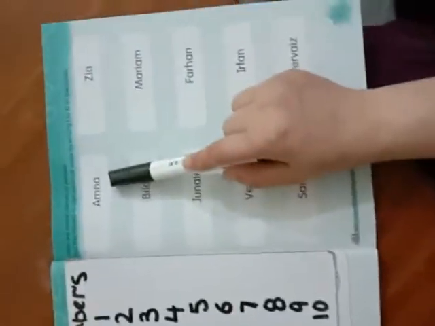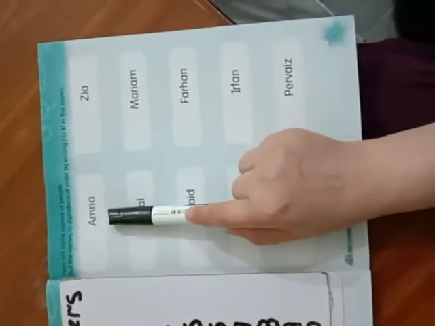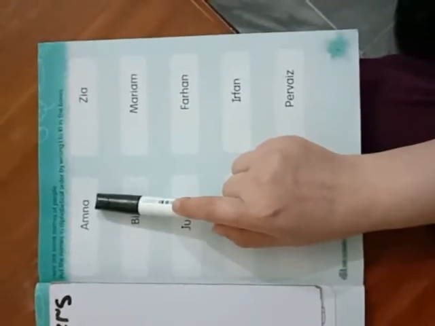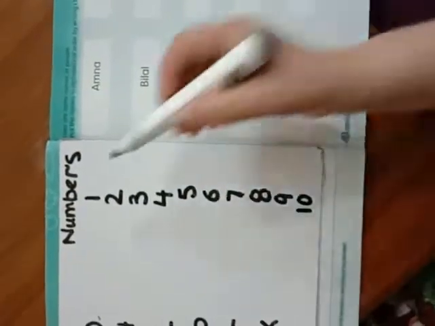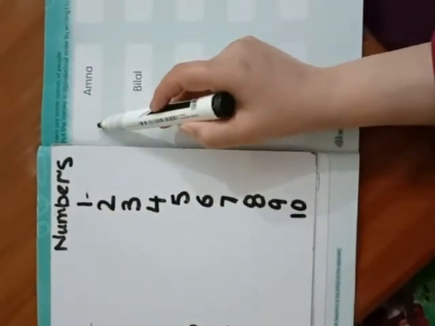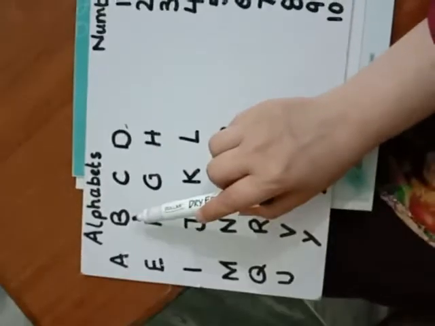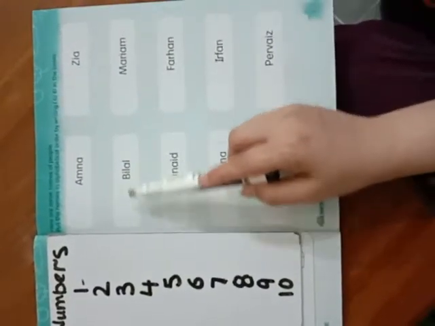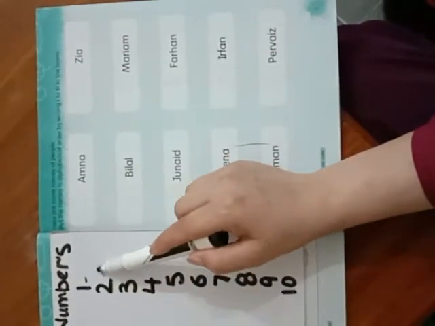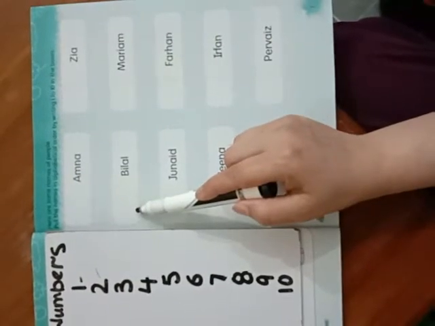First alphabet we have is A. Let's see which name is starting with A. Here we have Amna. A-M-N-A, Amna. Give it number 1. Write here number 1 in this box. Next alphabet we have is B. Any name starting with B? Yes, here it is Bilal. B-I-L-A-L, Bilal. Give it number 2. Here write in this box 2.